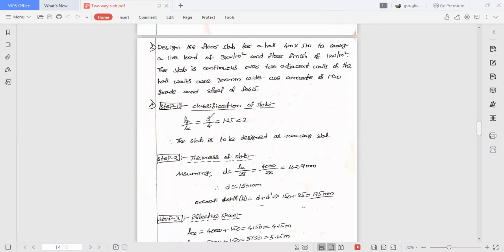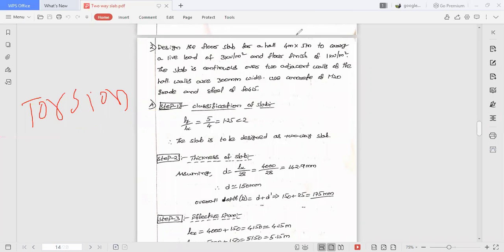As this is a continuous slab, it will be treated as restrained. So for restrained slab, the difference in procedure with respect to simply supported two-way slab, the change in procedure, one step will be added, which is torsion reinforcement we have to provide. In case of restrained slabs, torsion reinforcement has to be provided. That is the first change.